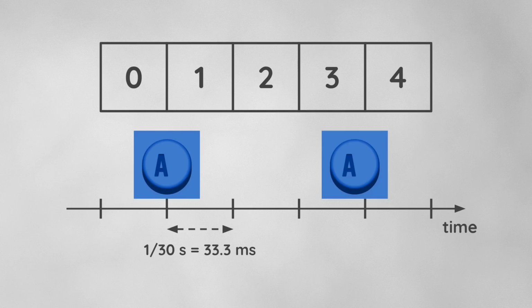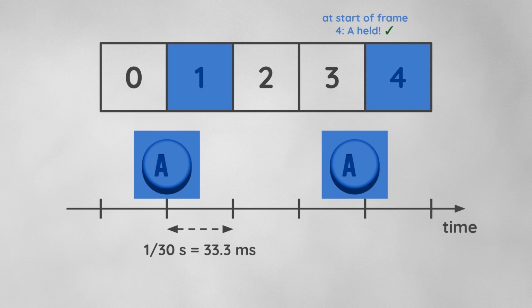Let's consider these A presses, where the blue squares indicate when the A button is pressed and released. Since the game runs at 30 FPS, each frame lasts for 33.3 milliseconds. And at the beginning of each frame, the game polls the inputs and determines whether A is considered held for that frame. So on frame 0, the A button is not held. On frame 1, the A button is held. Then the A button is released, so on frame 2 it's not held, and no A press on frame 3 either. But there is an A press on frame 4.